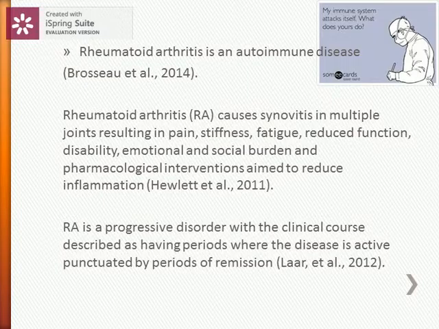Rheumatoid arthritis causes synovitis, which is inflammation of the synovium, in multiple joints, resulting in pain and stiffness, fatigue, reduced function, disability, emotional and social burden, and pharmacological interventions aimed to reduce inflammation. RA is a progressive disorder, with the clinical course described as having periods where the disease is active, punctuated by periods of remission.